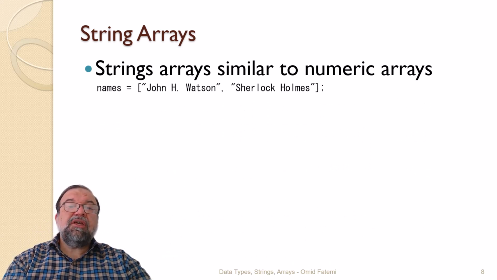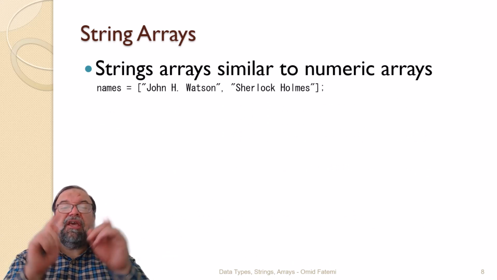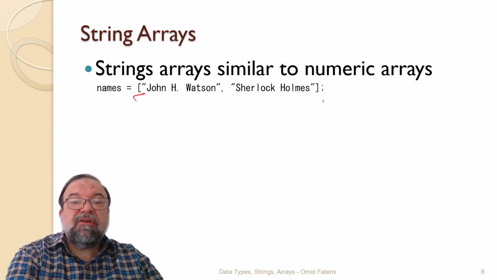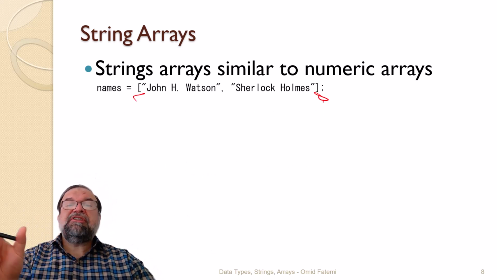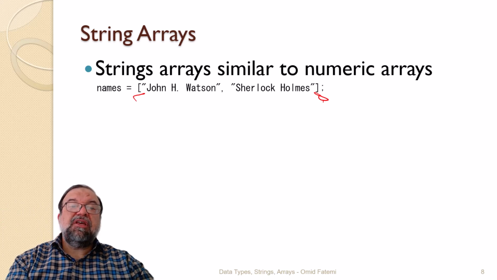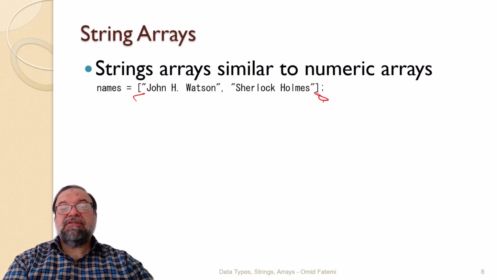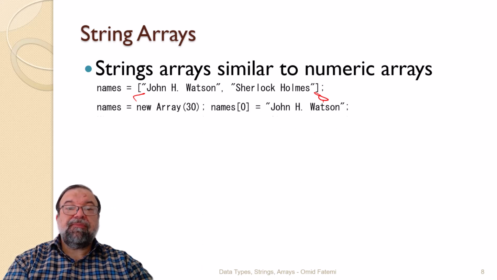For example, you say names gets, then again square brace, and then you put the strings as the elements. Here we are defining an array of names with 2 elements. The first element is John H. Watson, and the second element is the string of Sherlock Holmes.